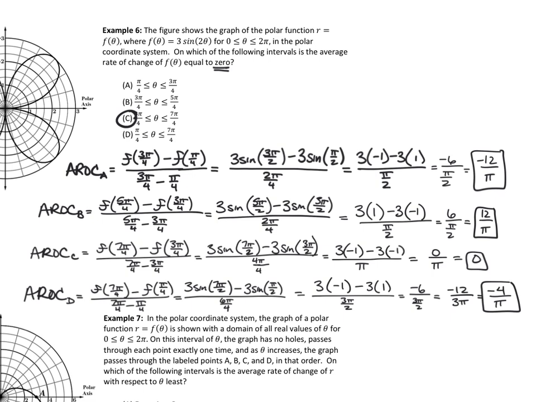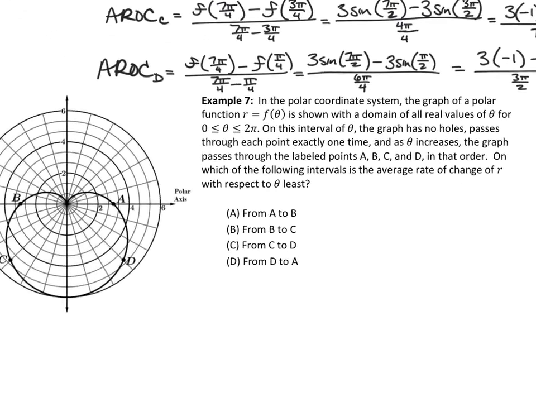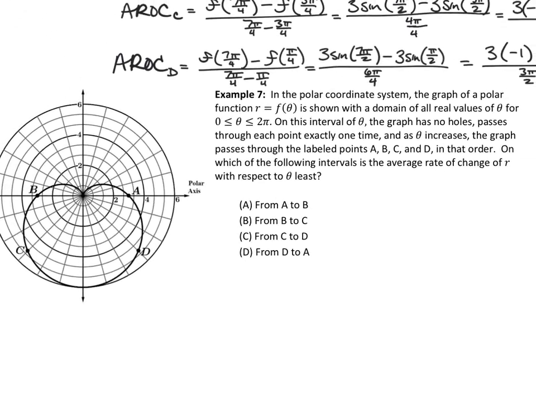But if they don't give you the equation, like in number 7, number 7 requires us to attack the problem a little bit differently. But if we remember that average rate of change is like slope, we may be able to answer this question pretty quickly. It says, in the polar coordinate system, the graph of a polar function r equal to f of theta is shown with a domain of all real values of theta between 0 and 2 pi. On this interval of theta, the graph has no holes, passes through each point exactly one time, and as theta increases, the graph passes through the labeled points A, B, C, and D in that order.